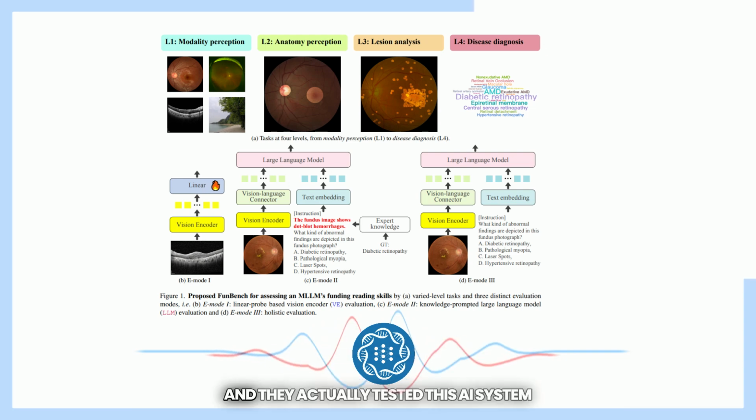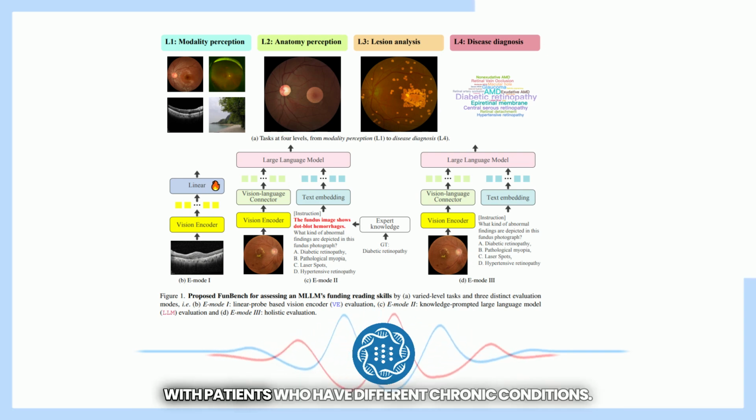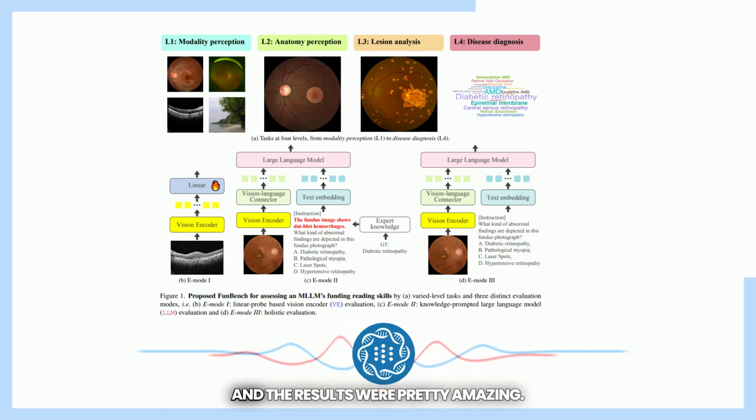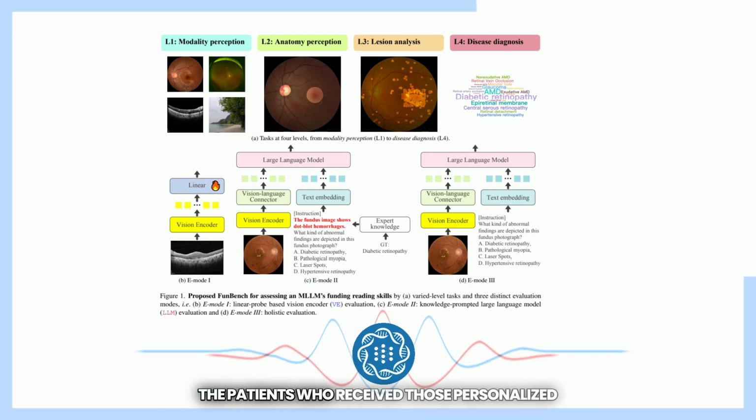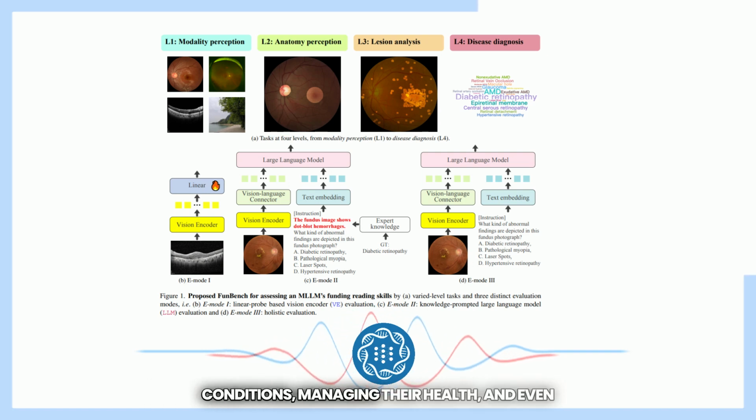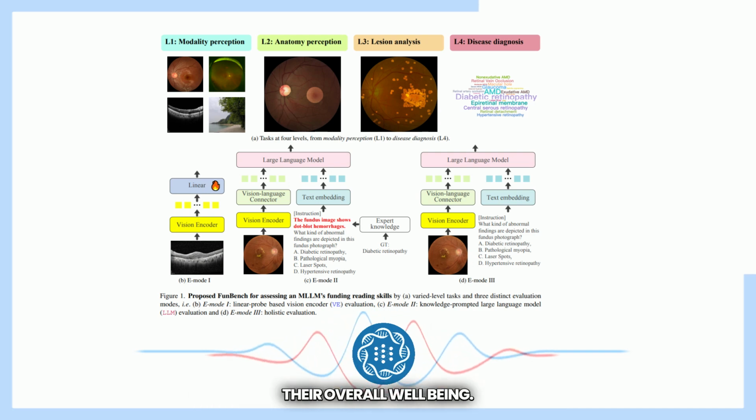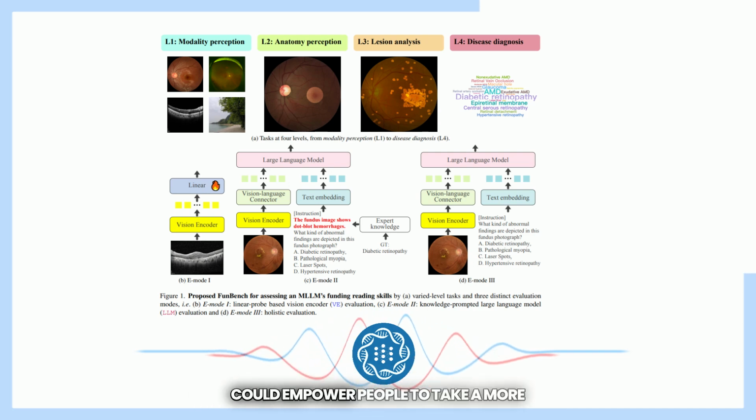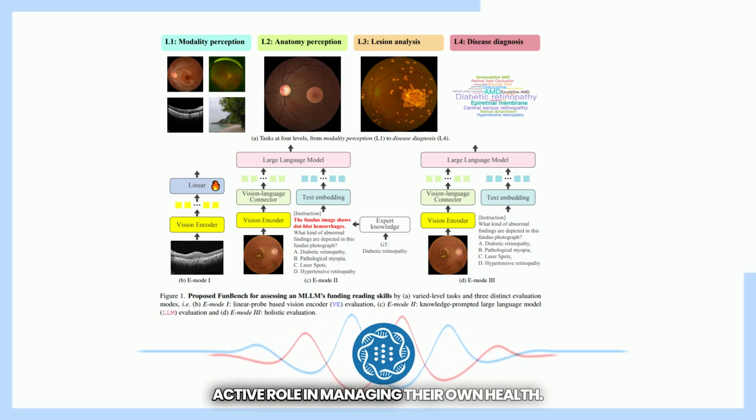You got it. And they actually tested this AI system with patients who have different chronic conditions, and the results were pretty amazing. The patients who received those personalized materials showed improvements in understanding their conditions, managing their health, and even their overall well-being. It's really exciting to think that AI could empower people to take a more active role in managing their own health.